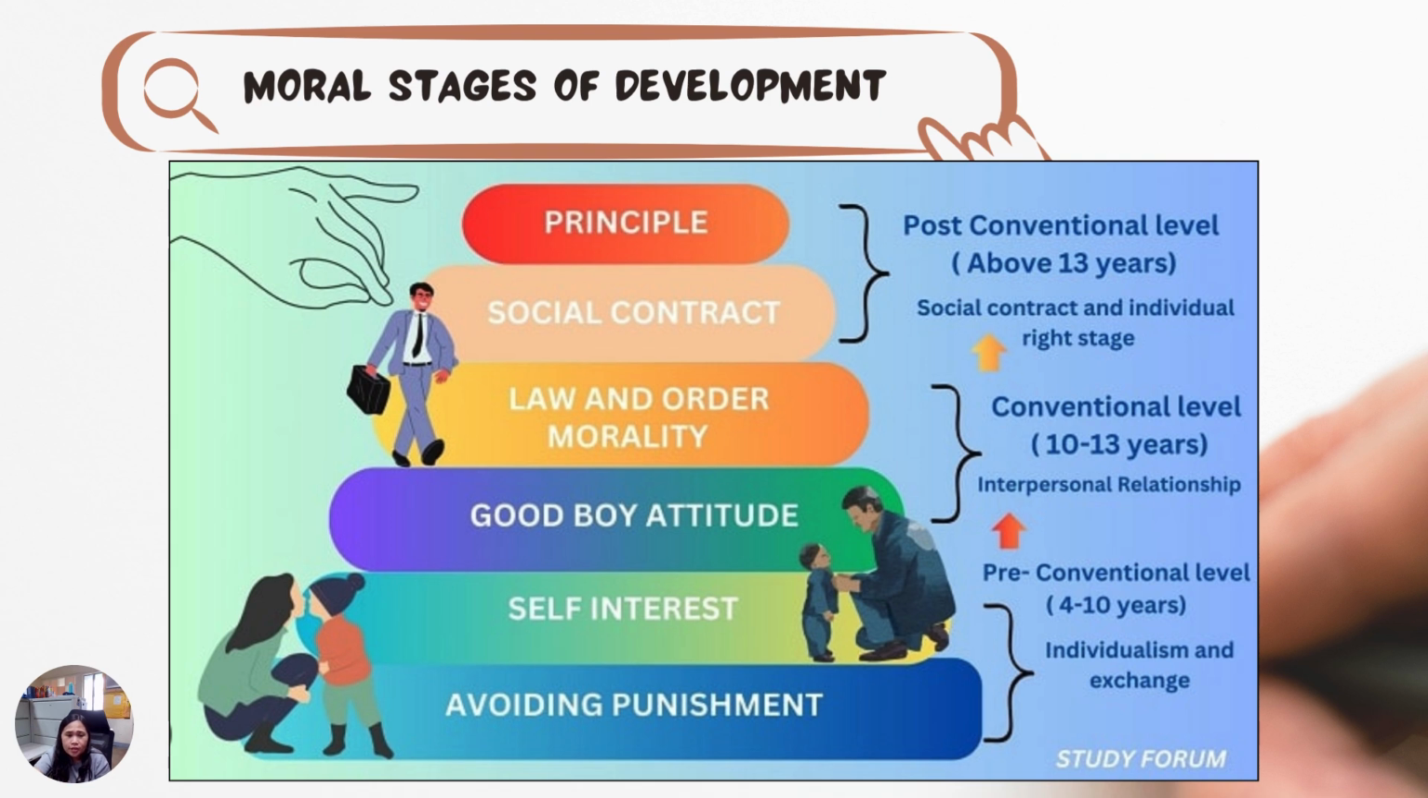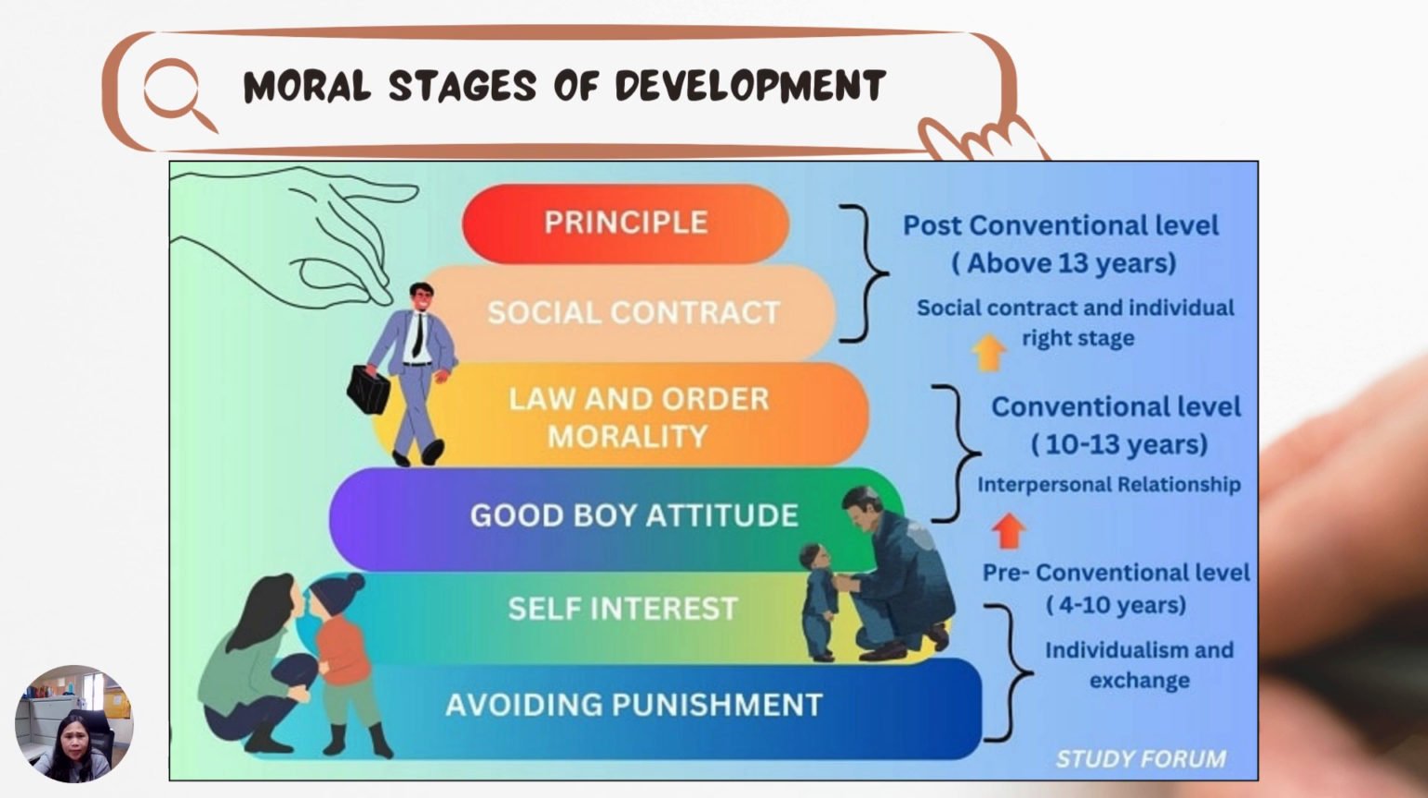So substage 3, the good boy, good girl orientation. Here there is already the intention. Morality is guided by social acceptance and conformity. We tend to do things because they will please others, and we earn approval, even if personally we don't like it.